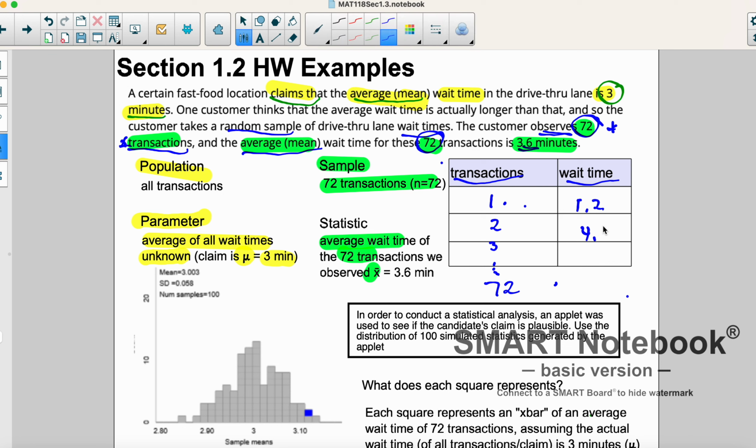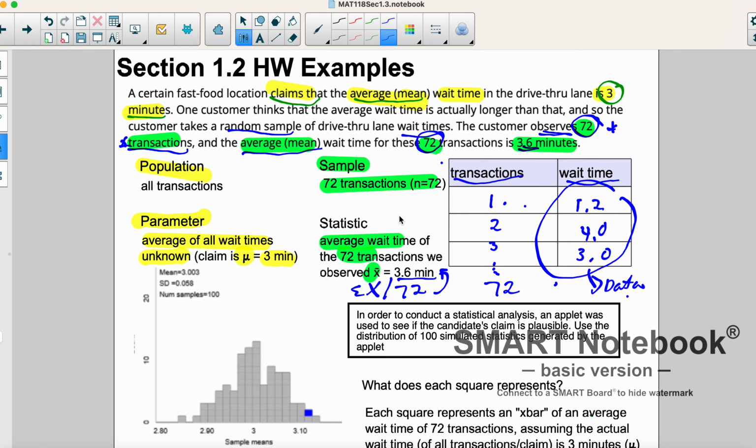Let's say this one is 4 minutes. Let's say this one is 3 minutes. Each one of these things that I write down is the data. We're going to have 72 pieces of data, wait times. And the way that I calculated this 3.6 minutes would be I would sum up all the x's, the 72 of them, divided by 72. And that gives me 3.6 minutes.